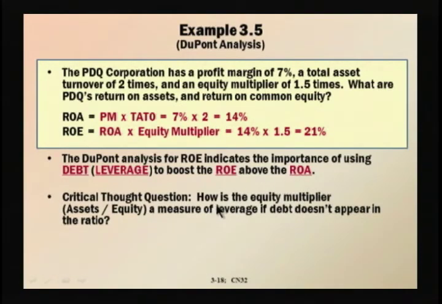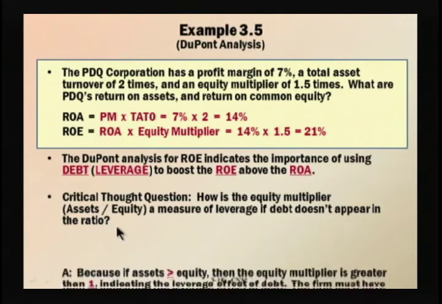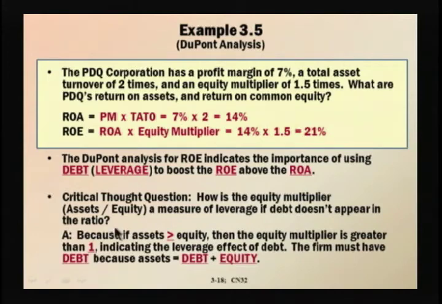Now again, this equity multiplier is assets over equity. How is that a measure of leverage or debt? Debt's not even in the ratio. So the equity multiplier measures the one thing that's not there out of the balance sheet equation. The balance sheet equation is assets equals debt plus equity. Debt is not here, but that's what that equity multiplier actually measures.